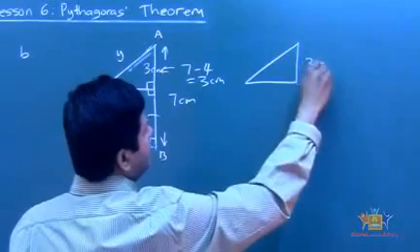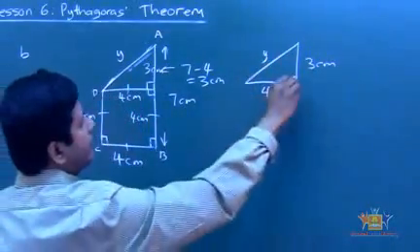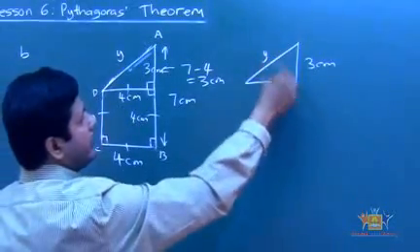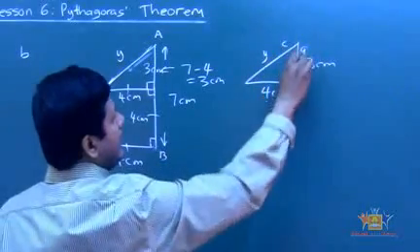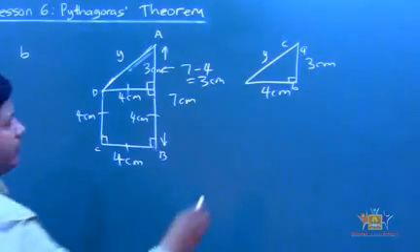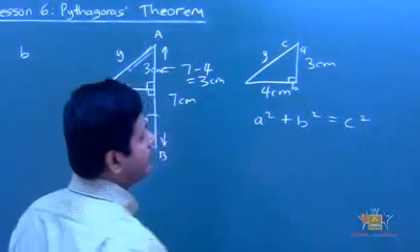So I know this is 3 centimeters. This is 4 centimeters. Can I find y? Yes. Okay, so let's label which one is the hypotenuse. Right there. That's C, A, B. Alright? So now let's write down the formula. A squared plus B squared equals C squared.